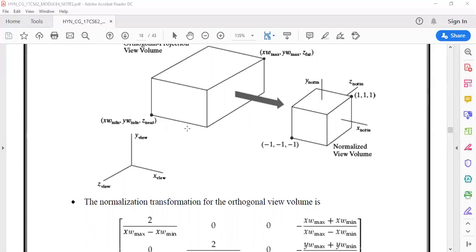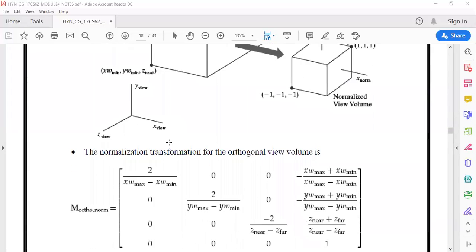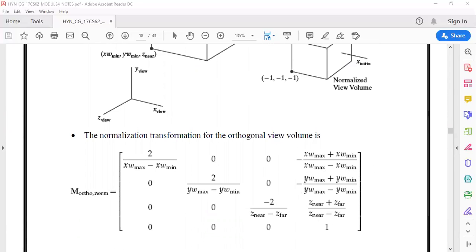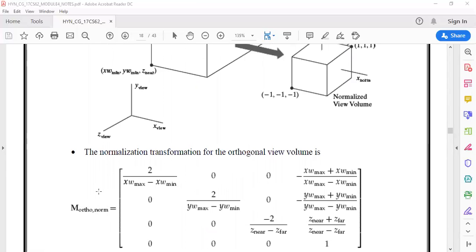So we are considering this for z axis. 0, 0 followed by, because on z axis x and y coordinate will not be there, right? So for z value, I am taking it as minus 2 divided by z near minus z far, and this is z near plus z far divided by z near minus z far, and this is 0, 0, 1, right? So this is our homogeneous matrix representation in order to normalize the orthogonal projection view volume, right?